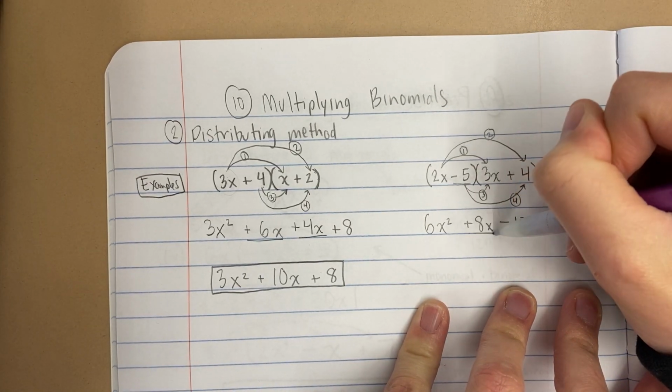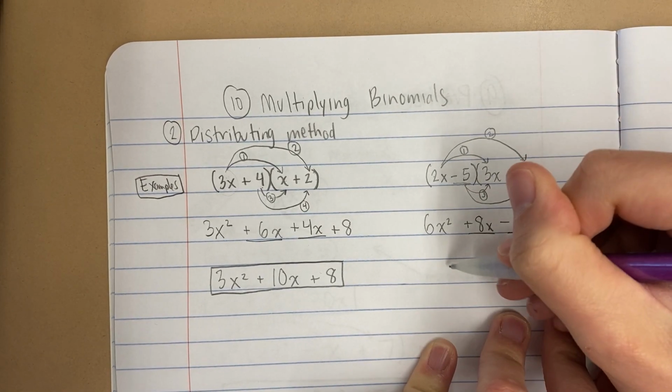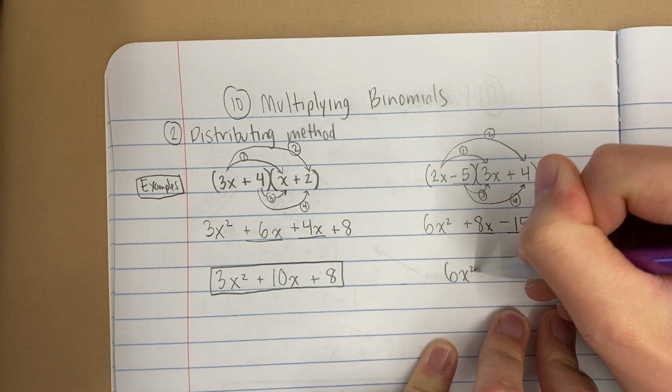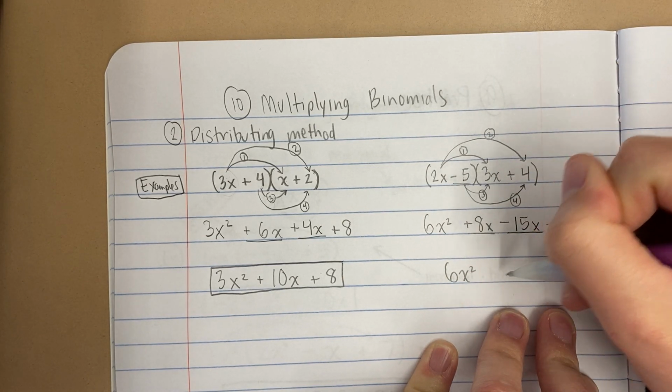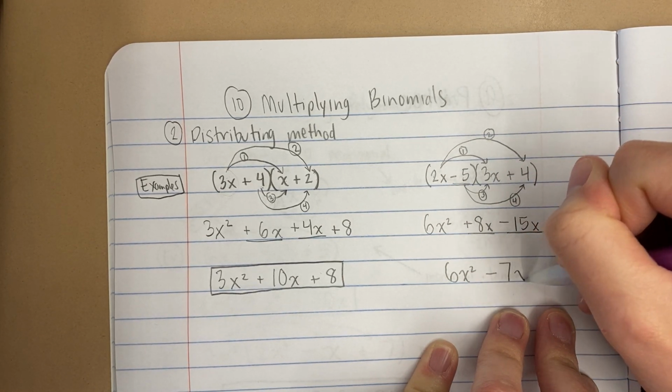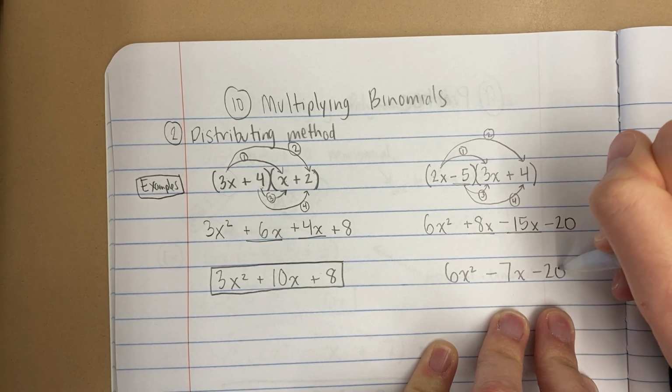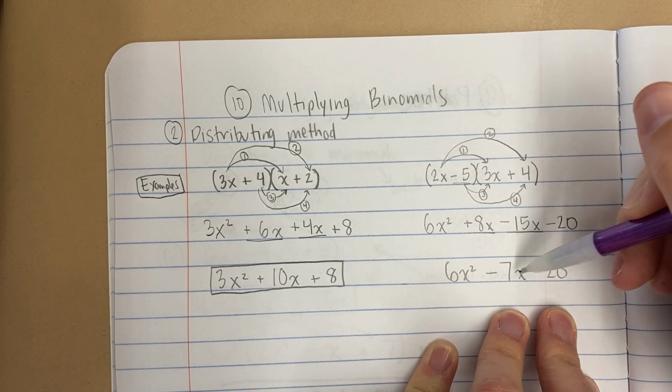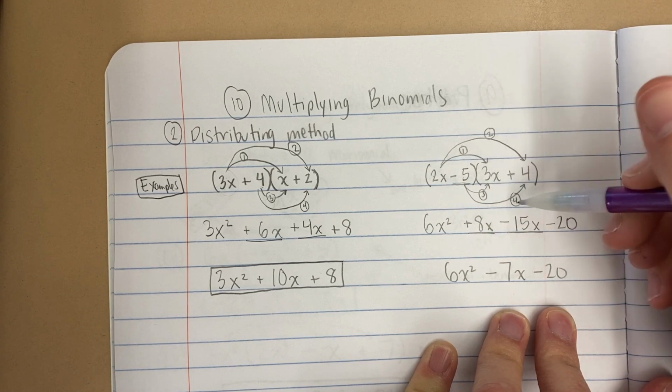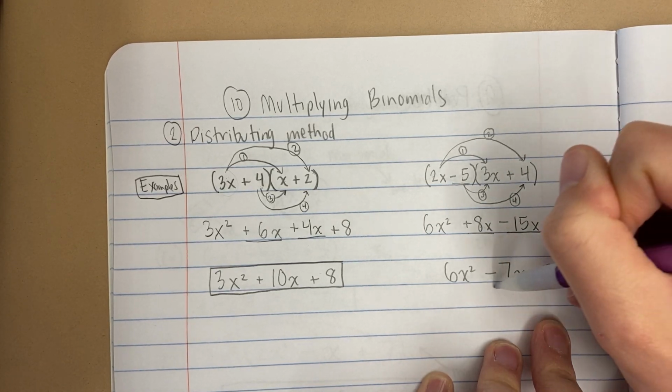Once again, you'll notice my two middle terms are like terms. And that's the benefit of following this same order every time, is those two like terms will always end up in the middle. Okay, notice 8 minus 15 is negative 7. Okay, just be mindful of your signs whenever you have a negative in the problem.